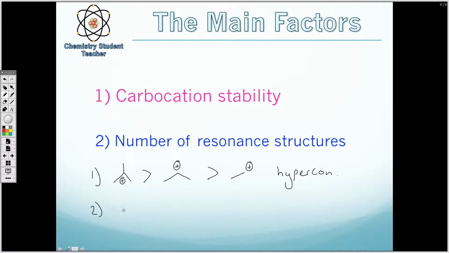Second thing is the number of resonance structures. As you may know, we can create several different resonance structures of different compounds. Just as a quick example, we could have a carbocation that looks a bit like this, and because there's a lone pair on this chlorine, we can draw a resonance structure as such. And this, like I said, will be an important factor later on.